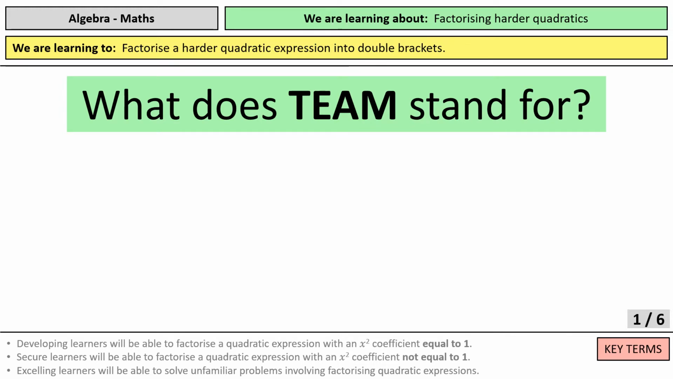A quadratic is an amount of x squared terms, an amount of x terms, and a constant, a number term at the end. Something like 4x squared plus 7x plus 3. That would be a quadratic equation.